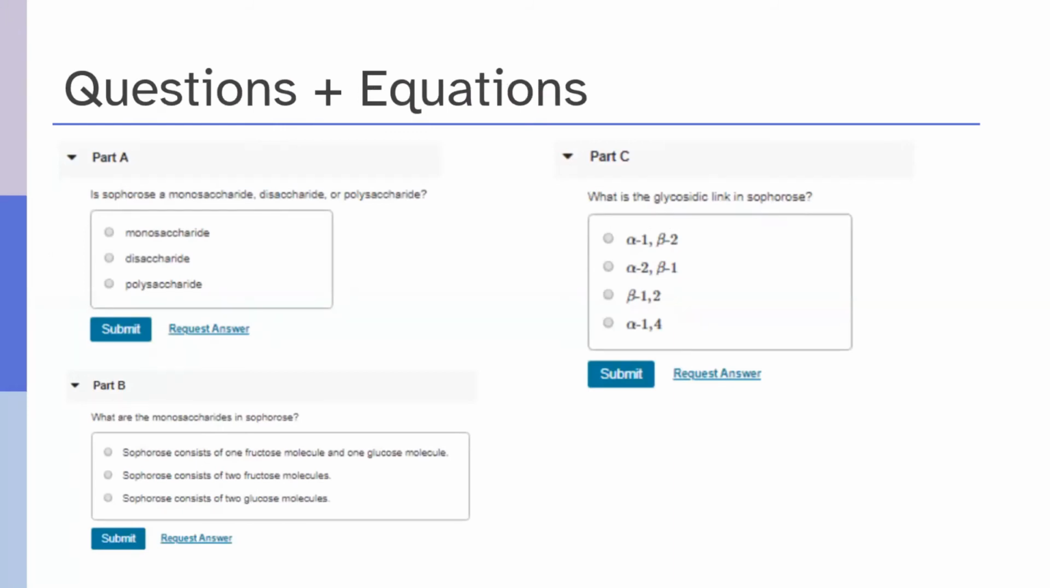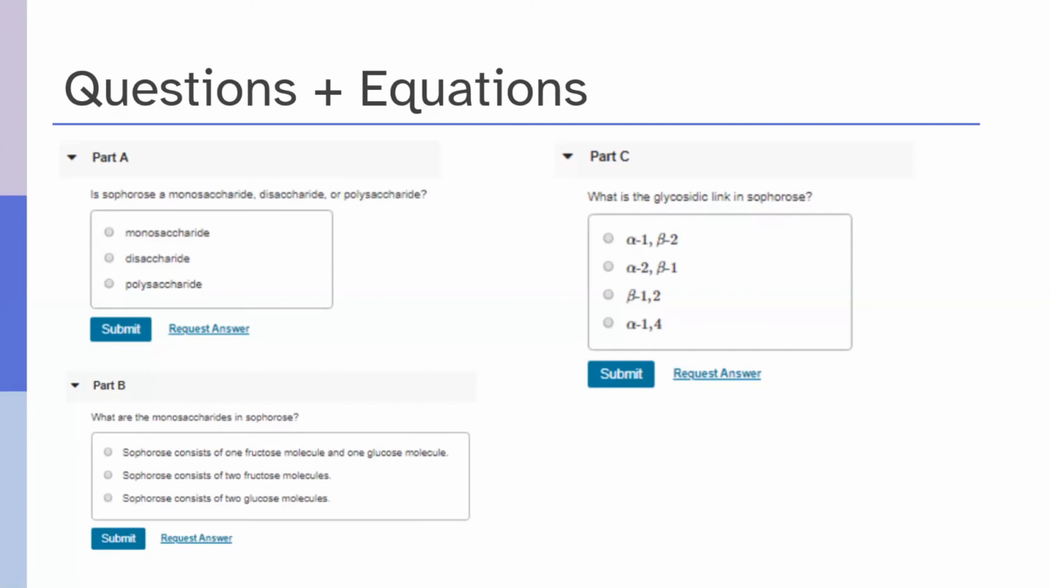So is sucrose a monosaccharide, disaccharide, or polysaccharide? You haven't given away the answer in the description. The user still needs to think: it's 2 monosaccharides, so it's a disaccharide, I think. So part B, what are the monosaccharides in sucrose?